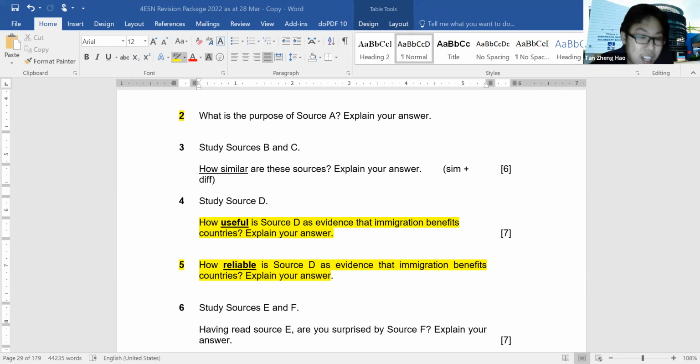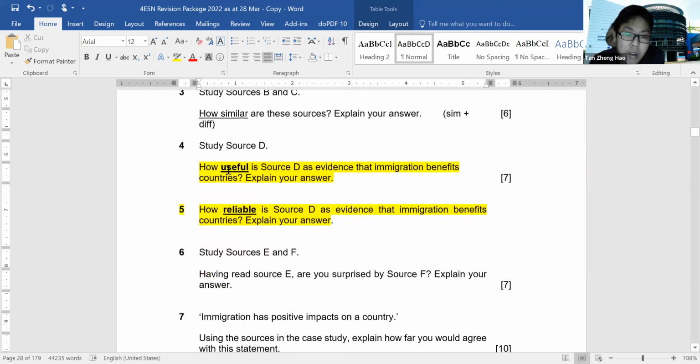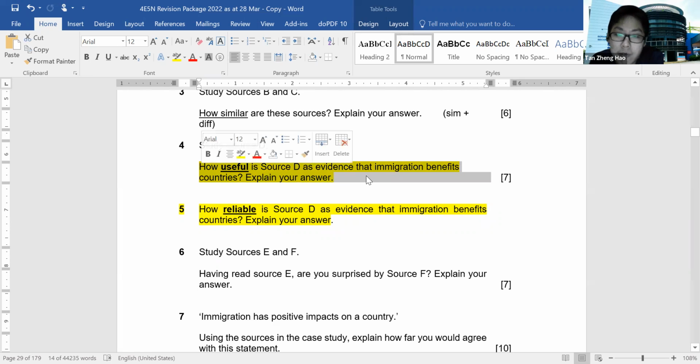All right. In this video, I'm going to cover two questions at once because I think there is a bit of similarity between them, and we are going to look at usefulness as well as reliability. If you stay with me on SPQ set 5, you'll see the usefulness question here, but I also added one reliability question just to show you some of the differences later. I'm going to do it in this order: How useful is source D as evidence that immigration benefits countries?